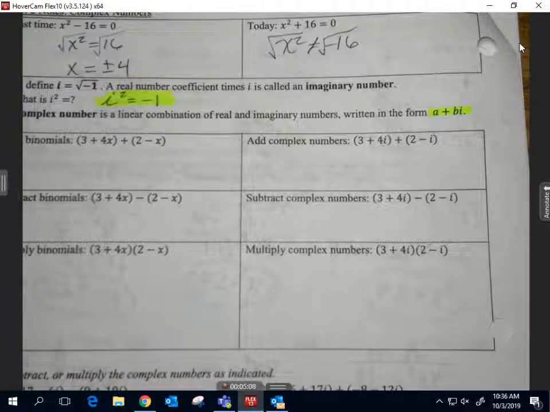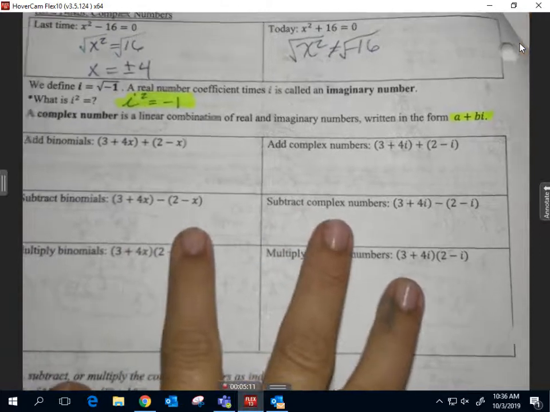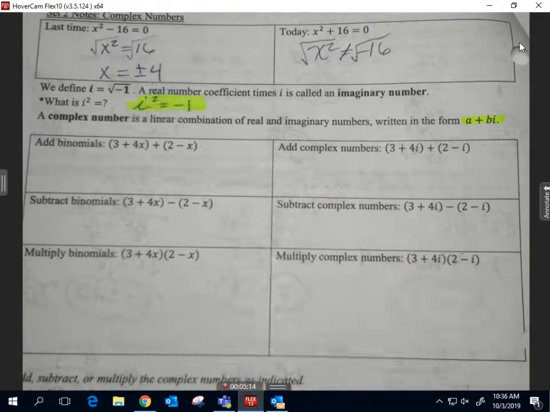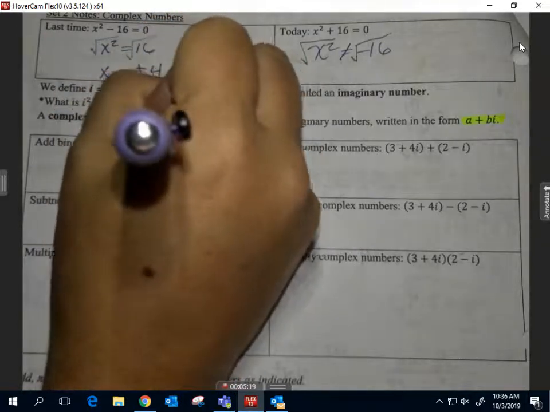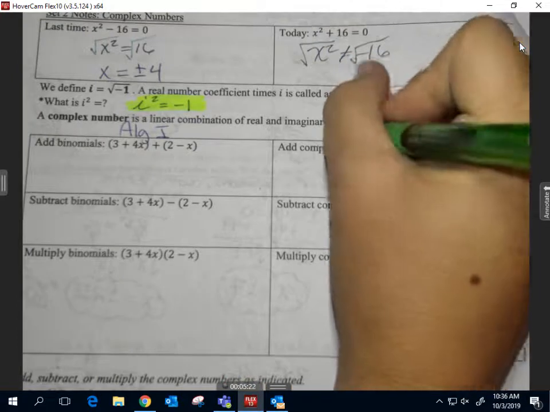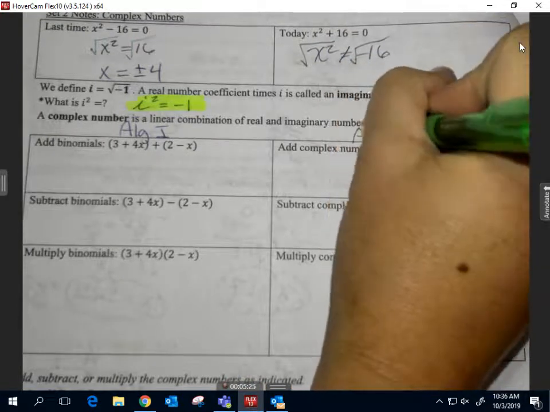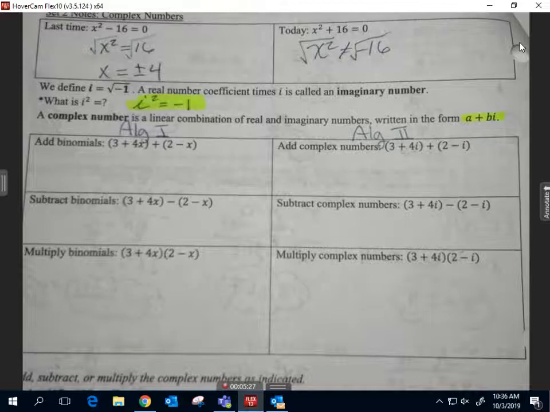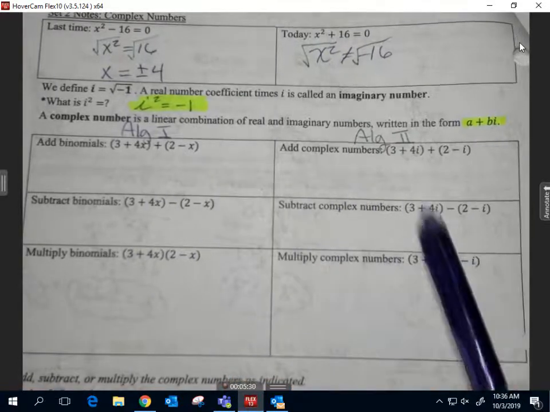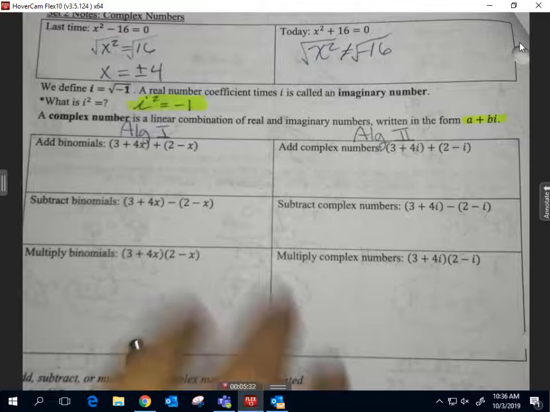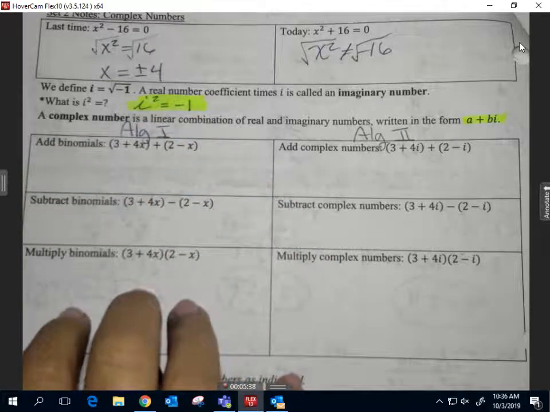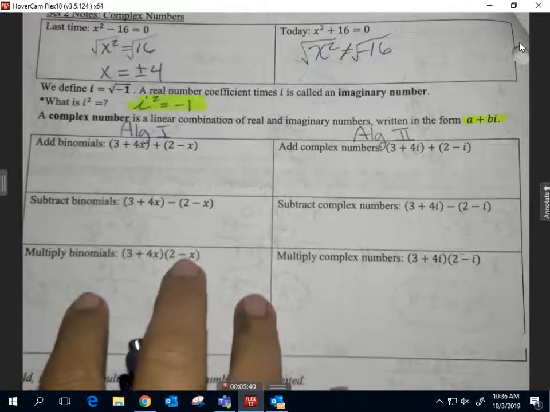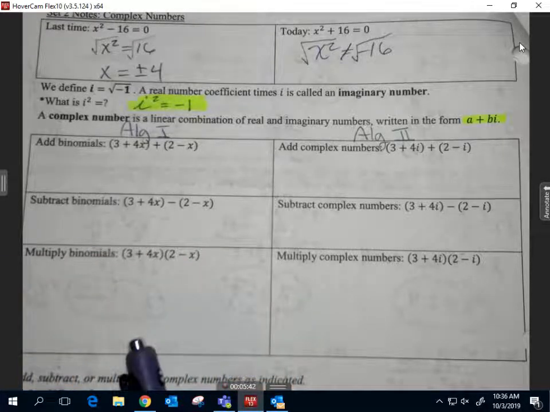We have to review a couple of things. We have two columns here. Our first column is from Algebra 1. Our second column is our Algebra 2 column, which is what we're doing today. The reason they're set up this way is because what we're doing today is similar to what we did in Algebra 1 when you added, subtracted, and multiplied binomials. Remember, binomials are polynomials with two terms. Terms are separated by addition.